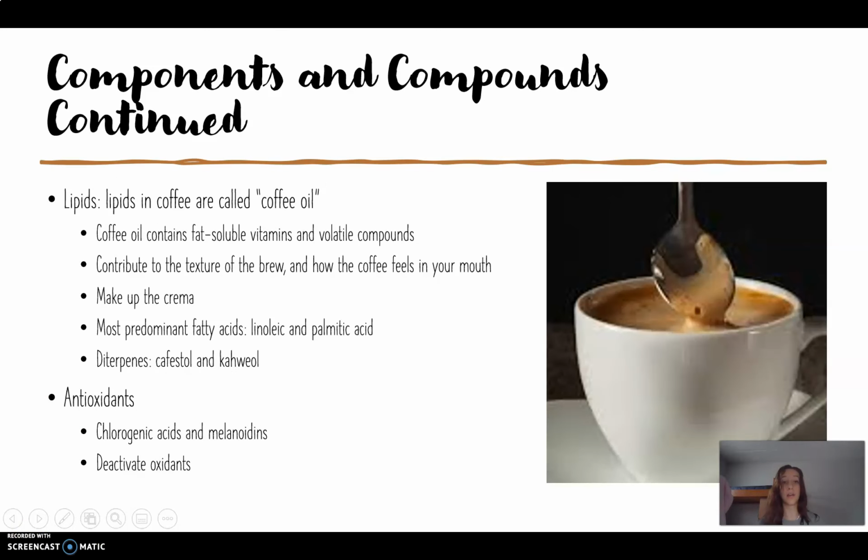So lipids in coffee are called coffee oil. The coffee oil contains fat-soluble vitamins and volatile compounds as well. It contributes to the texture of the brew and how the coffee feels in your mouth. It makes up the crema, which in that picture is the top layer normally on the espresso.